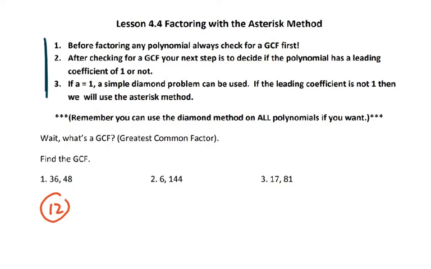It can also be a case where one of the numbers themselves is the greatest common factor, as is the case in number 2. In number 2, the largest number 6 and 144 can both be divided by is 6. And then we've got other cases where there's not a greatest common factor. 17 can only be divided by 17 and 1. And so the greatest common factor, we wouldn't pull it out because there's no sense in dividing everything by 1. But the greatest common factor in that problem is 1.